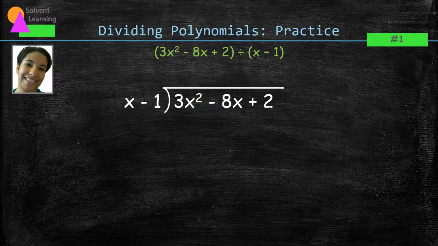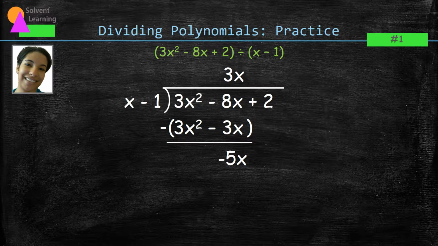So 3x squared divided by x is 3x, and then we multiply the 3x times x minus 1, which gives us 3x squared minus 3x, and we're going to need to subtract this from the dividend. So we can put parentheses around to make sure that we subtract each of these terms. And when we do subtract, we have negative 5x. And then we bring down the next term from the dividend, which is plus 2.